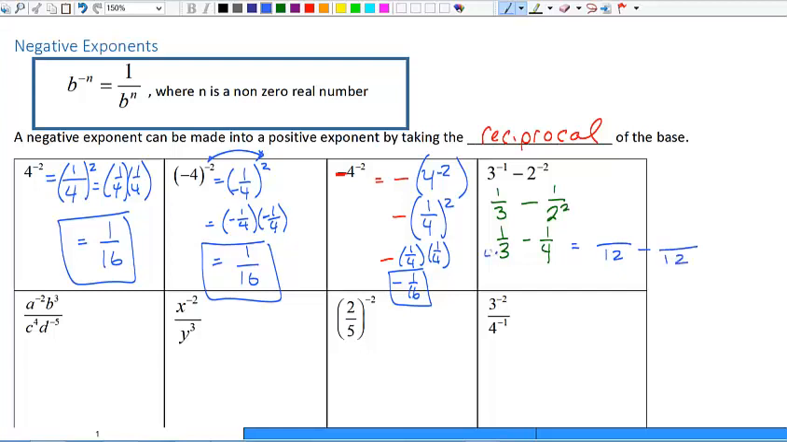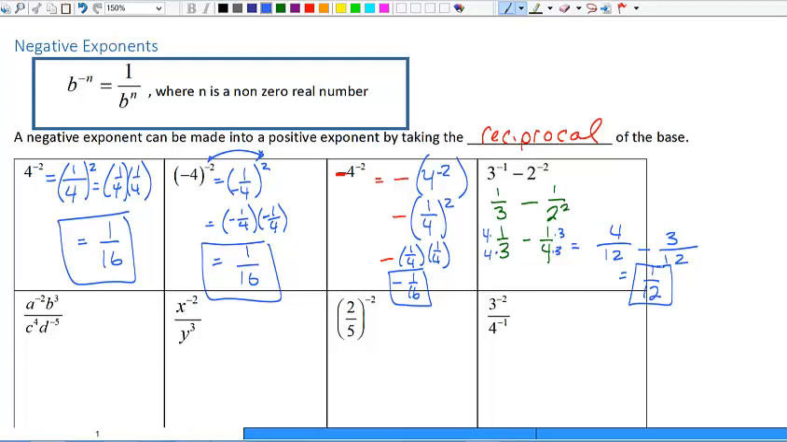So I'm going to multiply the first fraction by 4/4, which is an interesting or clever one. I'm going to multiply the second one by 3/3. Whatever you do to the bottom, you have to do the top. And then when I subtract, I'm getting 1/12. So all of those were examples where you take the reciprocal of the base to make the negative exponent into a positive exponent.